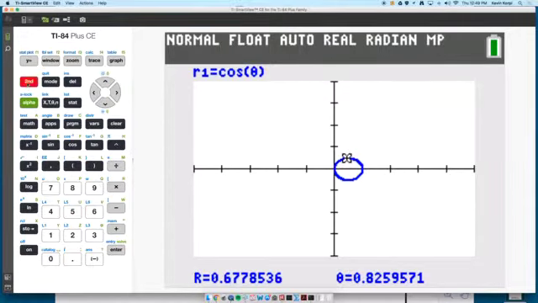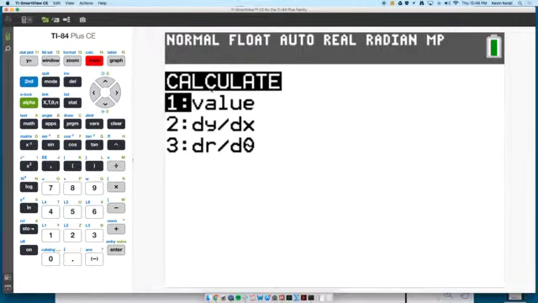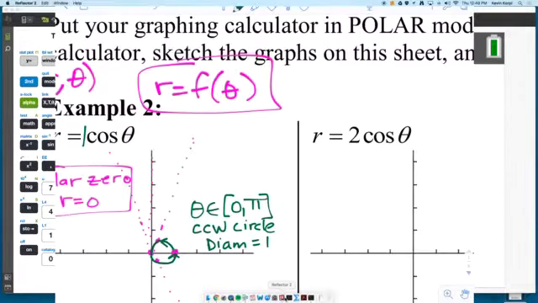If you're in polar form and you hit second trace, your calculate menu, you can find dy dx, which still gives you the slope of the tangent line. But you can also figure out dr d theta, which will tell you how fast the graph is moving away from or towards the origin, the pole, with respect to theta. Because that's what r is: the distance from the pole. So anyway, let's go back to the notes.